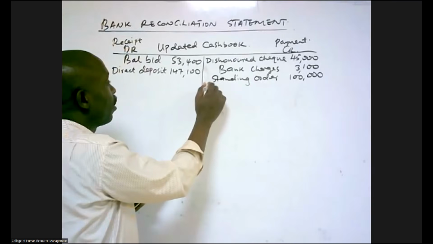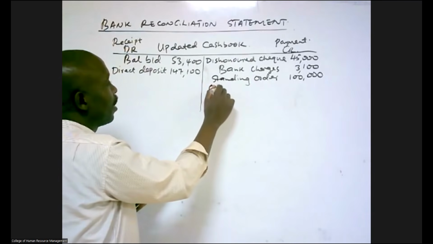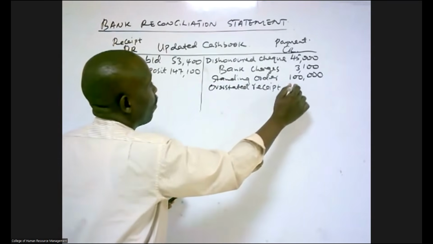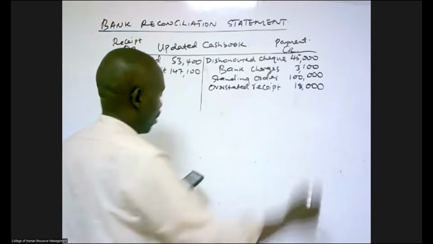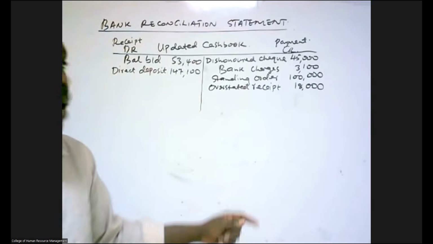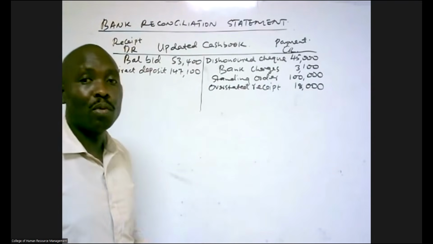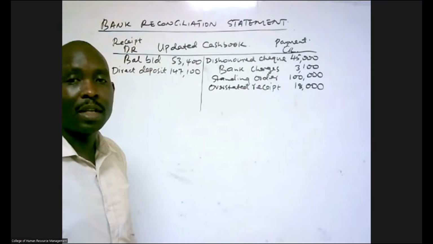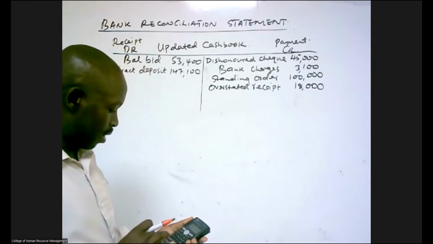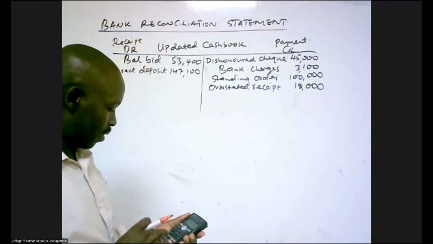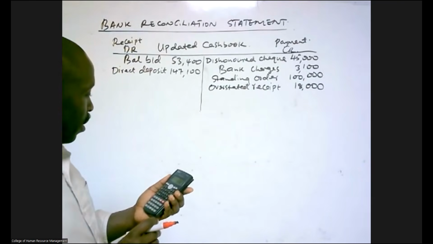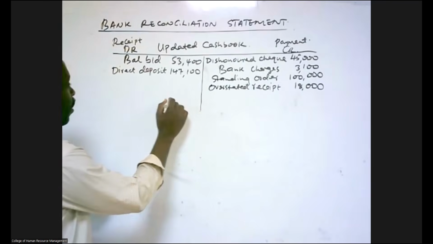So we can write here overstated receipt of 18,000. And we are done. Then from there, we can balance our updated cash book so that we can get the balance as per the updated cash book. 53,400 plus 147,100, we get 200,500.